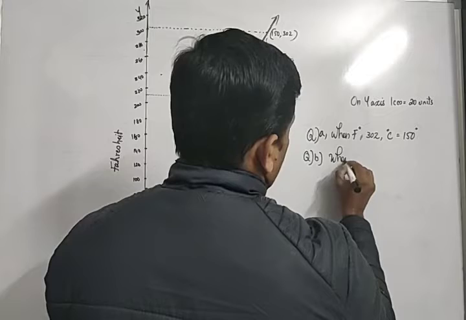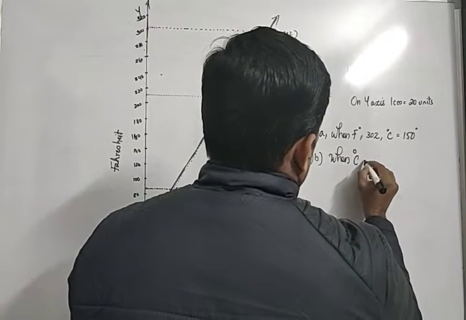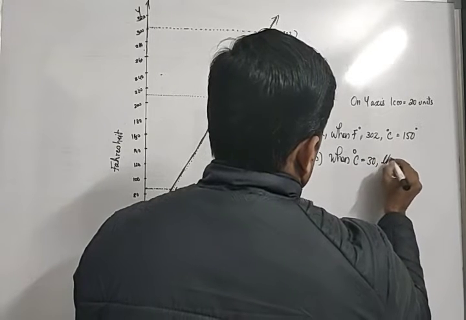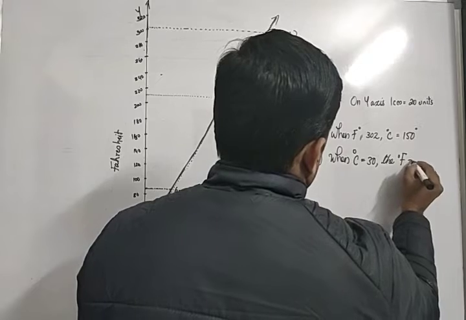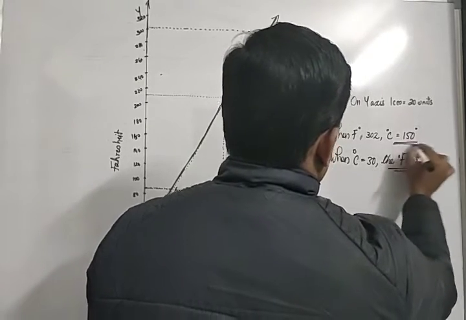When degree Celsius is equal to 30 degree, then degree Fahrenheit is equal to 86 degree. So this is the answer of both that question.